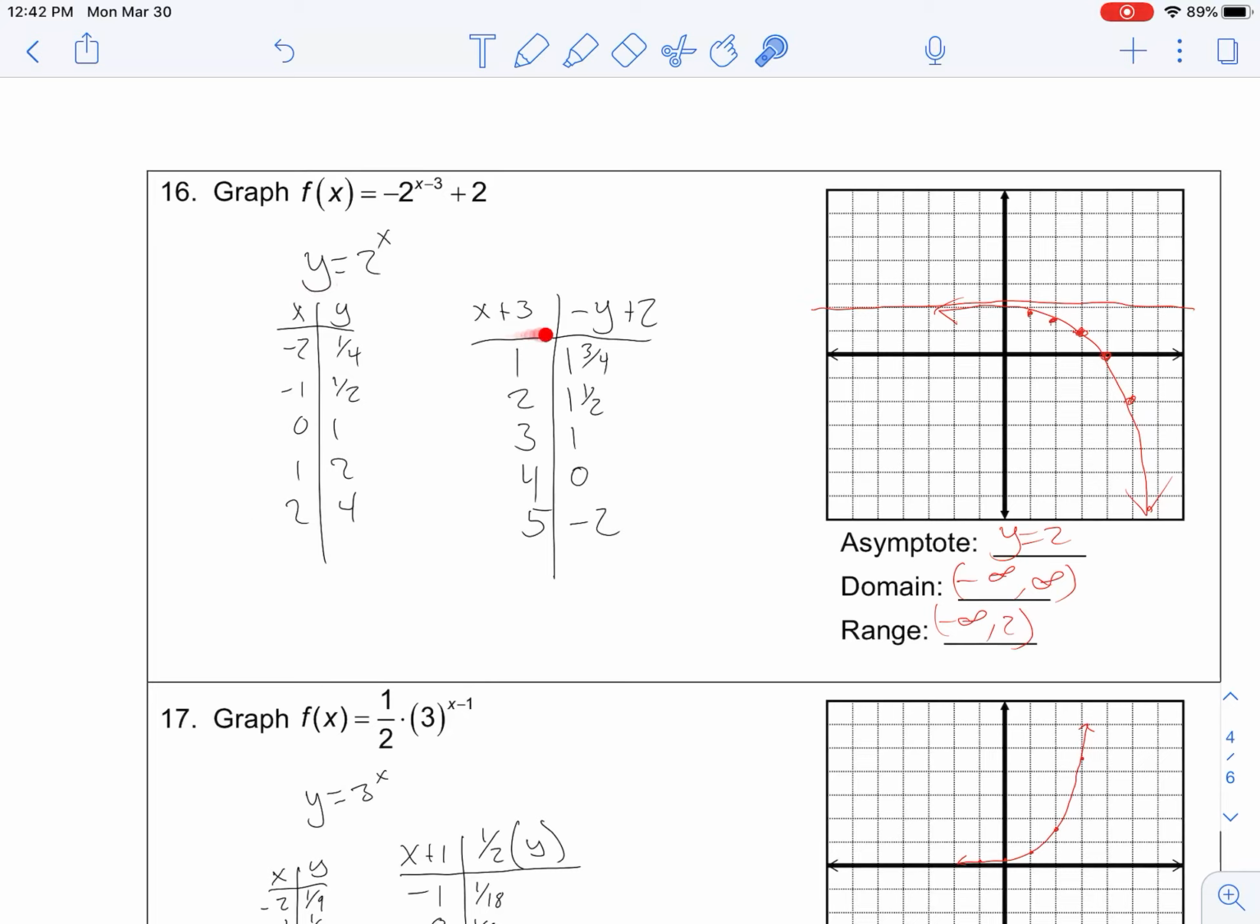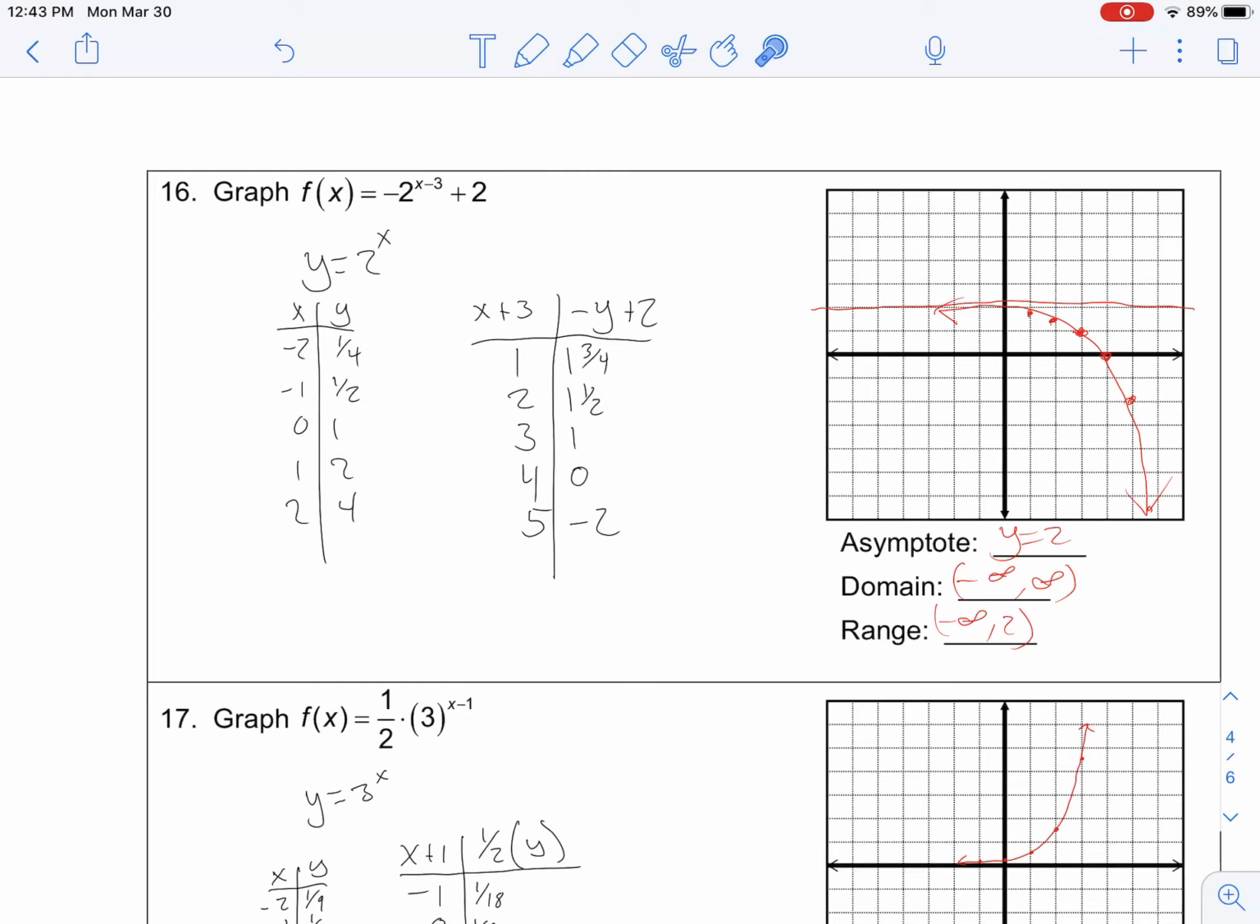Then over here we have our transformations. We're doing x minus 3, so we're doing the opposite of that. We're doing x plus 3. And then we have a negative out front and a positive 2 at the end there. So this is a reflection, right, or a flip kind of thing. So a negative here and a 2 here. So I've got negative 2 plus 3, 1. Negative 1 plus 3, 2, 0 plus 3, 3, 1 plus 3, 4, 2 plus 3, 5.